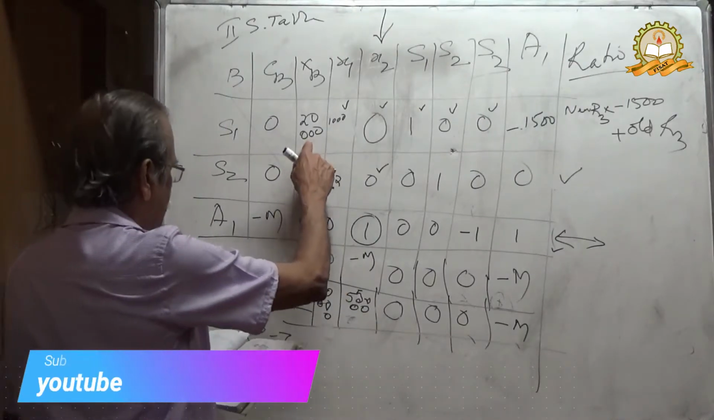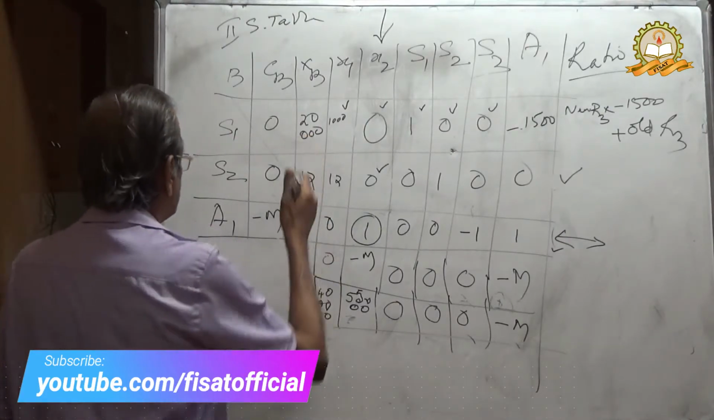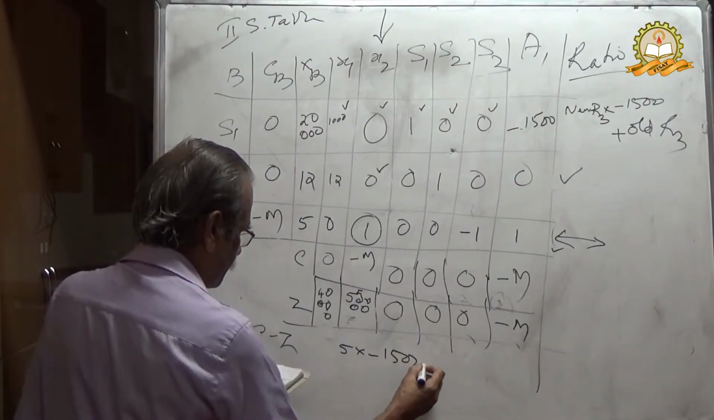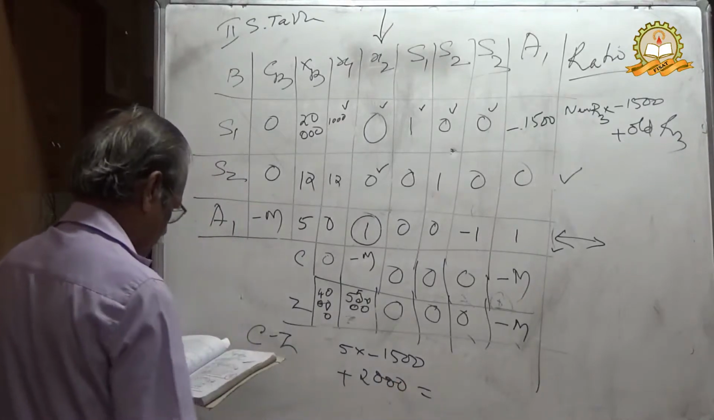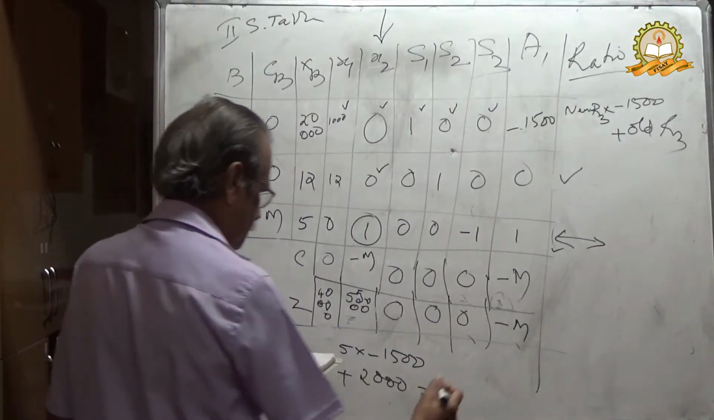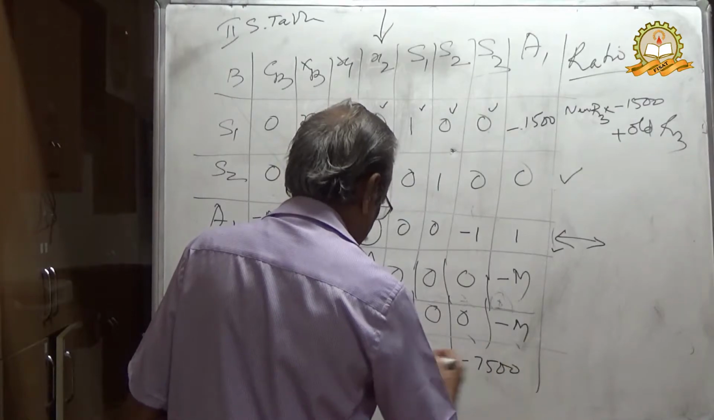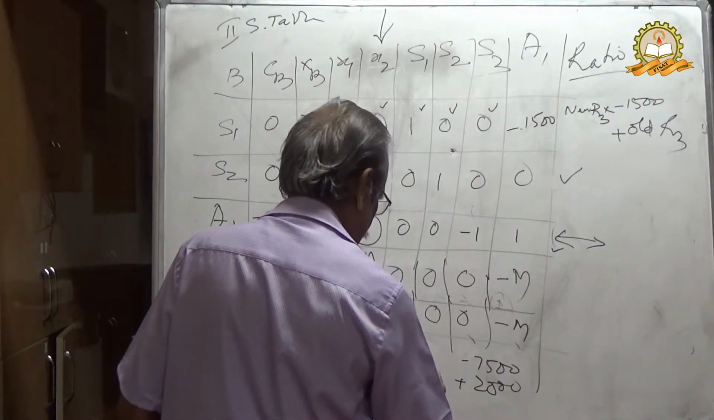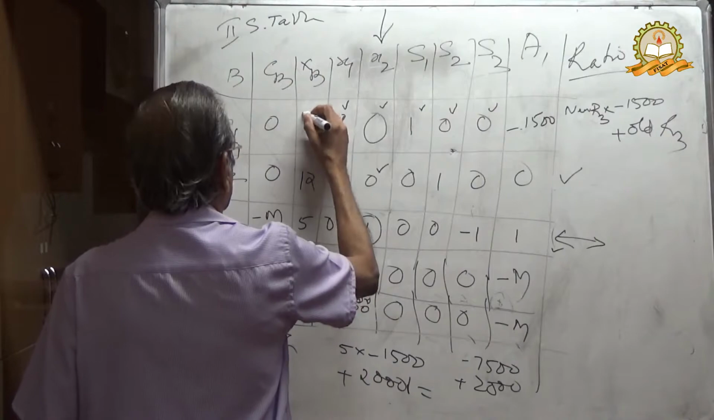Then in this one, 5 into negative 1500 plus 20,000 equal to negative 7500 plus 20,000 equal to 12,500.